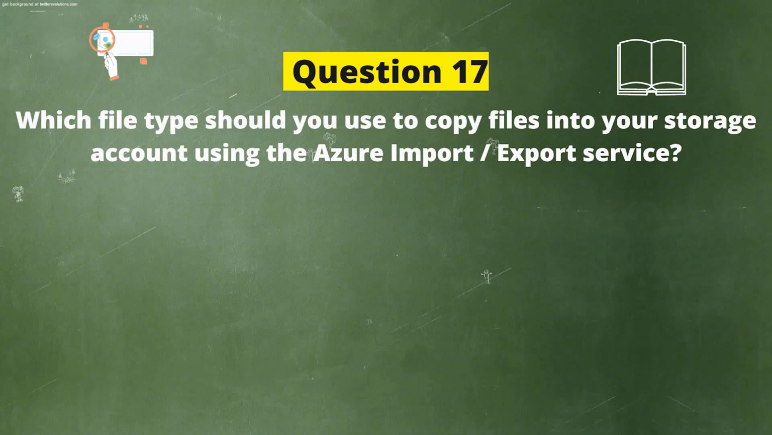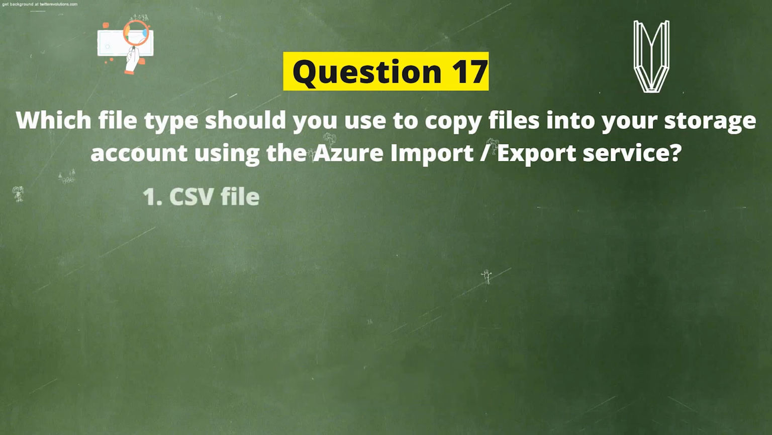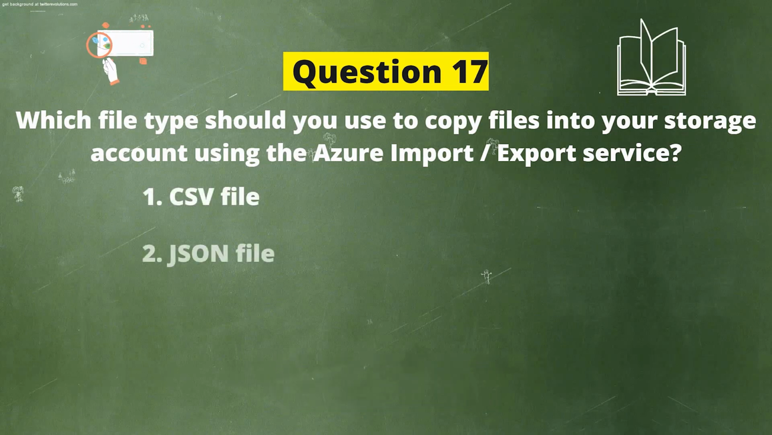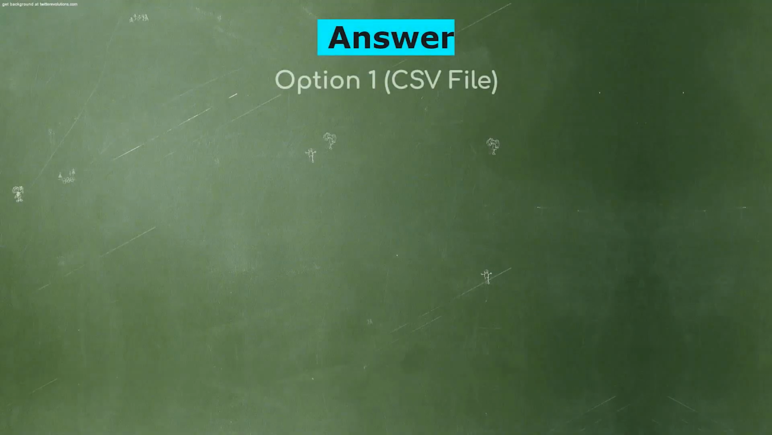Next question. Which file type should you use to copy files into your storage account using the Azure Import or Export service? And the options are: 1. CSV file, 2. JSON file, 3. PowerShell PS1 file, 4. XML file. And the correct answer is option 1. CSV file.